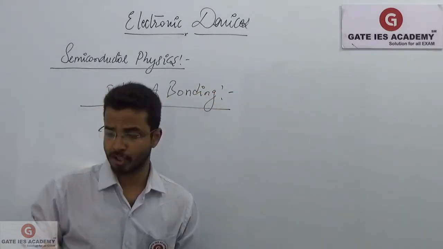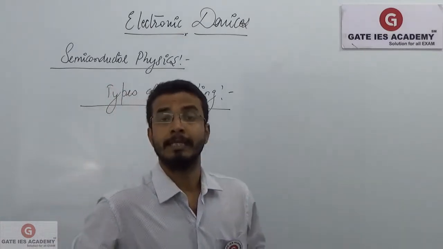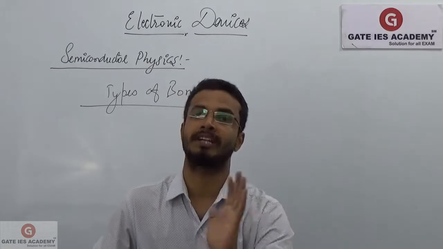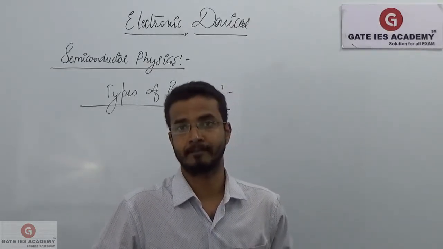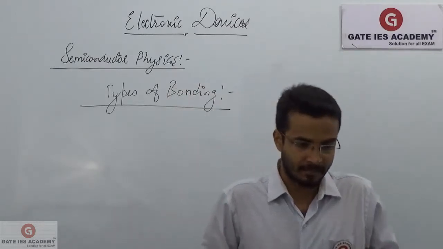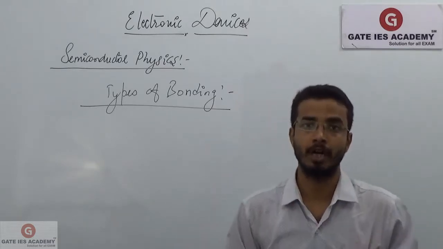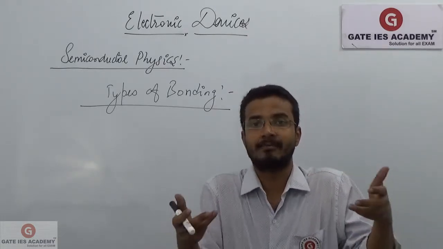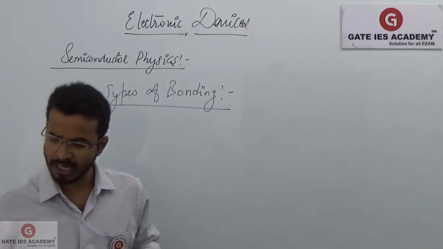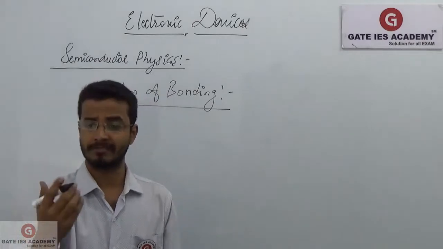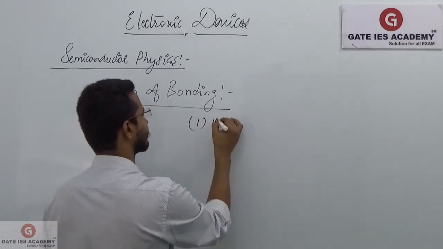Please make sure that this bonding is not between the atoms, that means the force from atom to atom. No. It is the bonding between electron and electron. How those electrons are getting shared. That means if one atom is coming closer to another atom, how those electrons are getting shared, or how those atoms are interacting with each other. So I know that several types of bonding we have studied in class 11th. So the first one is metallic bonding.